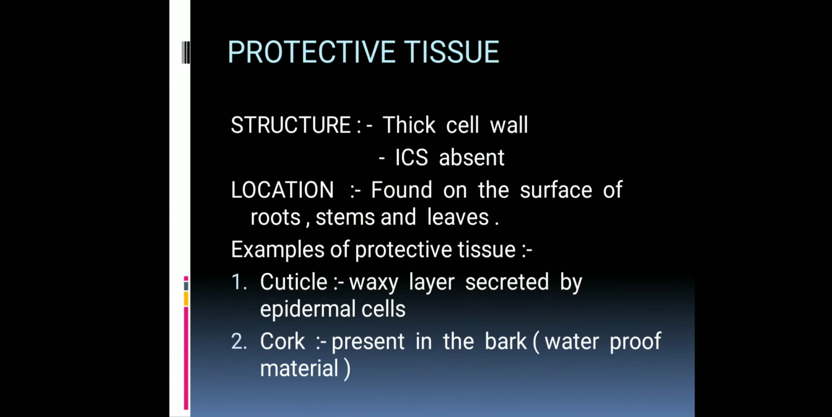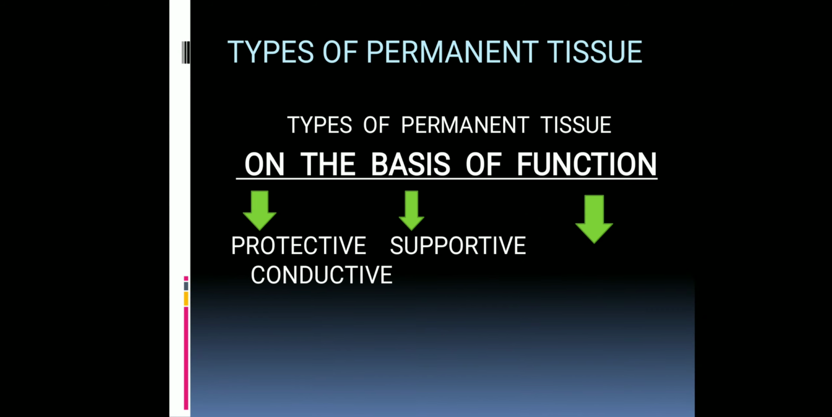Dear students, in the previous class we had completed the meristematic tissue and we had started with the permanent tissue. The classification of permanent tissue is based on the function it performs. On the basis of function we can broadly classify the permanent tissue into three categories, that is protective tissue, supportive tissue and conductive tissue.